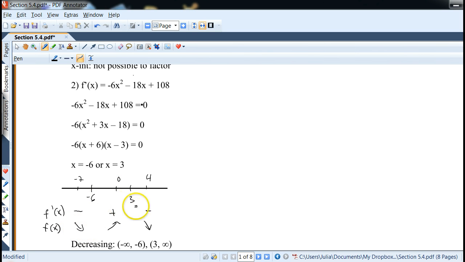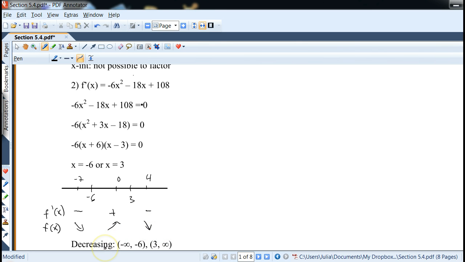Then between negative 6 and 3, I picked 0. 0 is always the easier one to test. Notice how we'll get 0 plus 6 is 6, 0 minus 3 is negative 3. So we'll get negative, but times negative 6 will give us a positive. So the function is increasing there. And to the right of 3, I picked 4, and 4 will give us positive, but times negative 6 will give us negative again, so the function is going down.